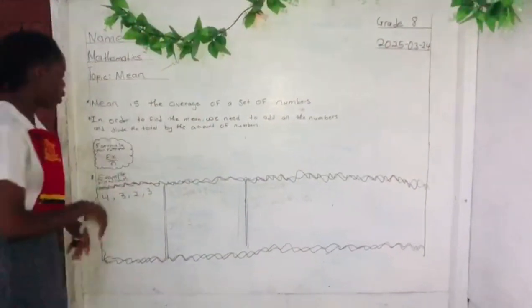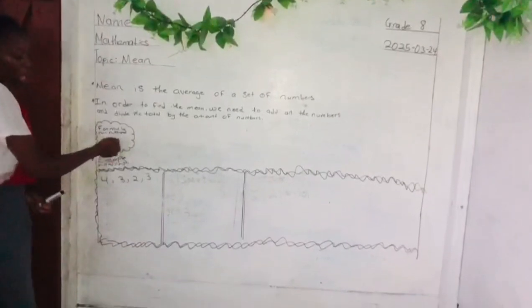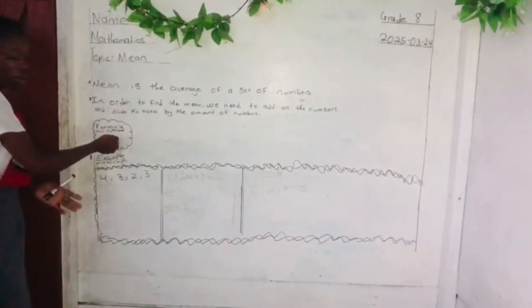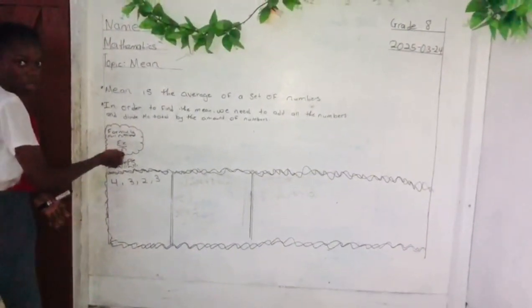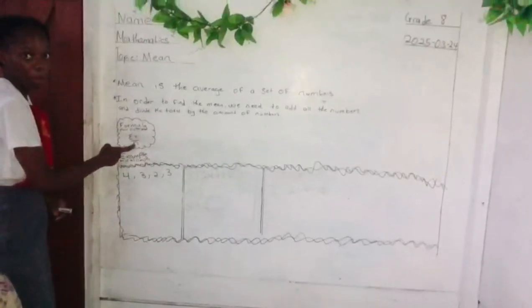So let's look at our formula. Our formula says this symbol represents the sum of x, which represents the amount of numbers, over the total numbers. So it's the sum of the numbers divided by the amount of numbers. Right, so let's look at this in an example.